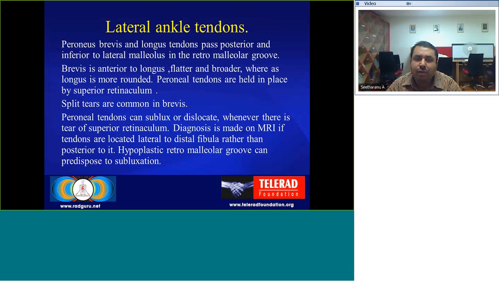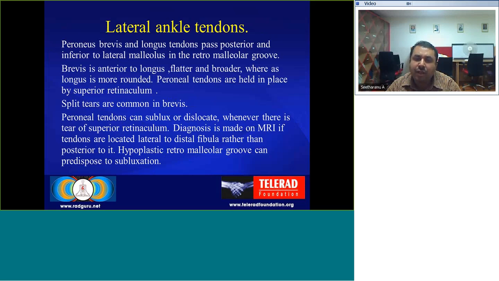The lateral group tendons include the peroneus brevis and longus tendons, which pass posterior and inferior to the lateral malleolus within the retromalleolar groove. The brevis tendon is anterior to the longus, is flatter and broader, whereas the longus is more rounded. The peroneal tendons are held together by the superior retinaculum.